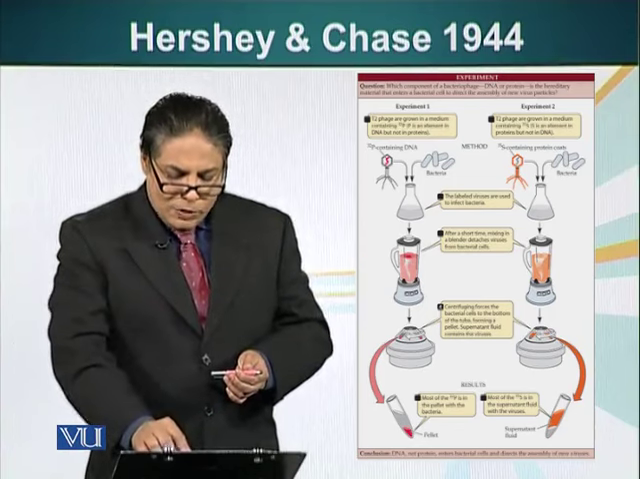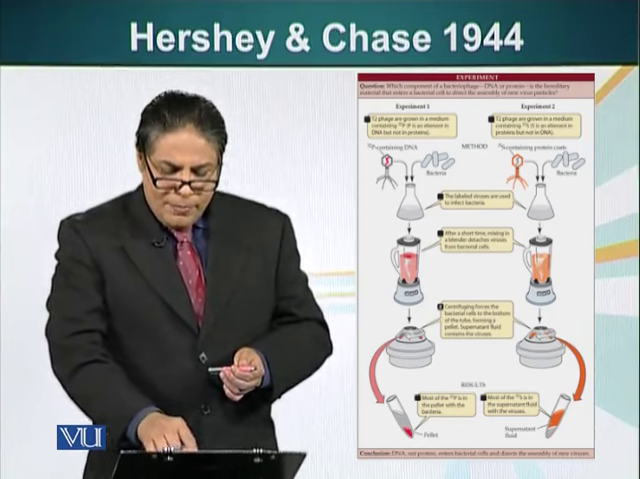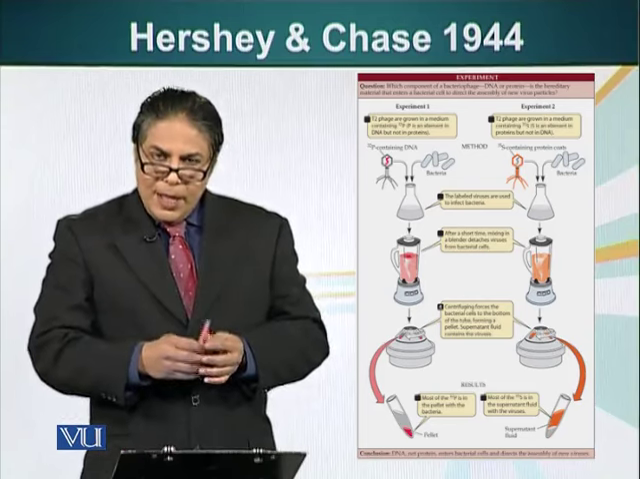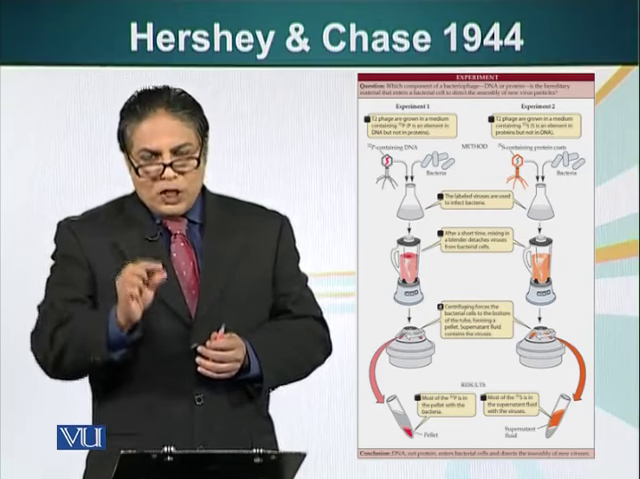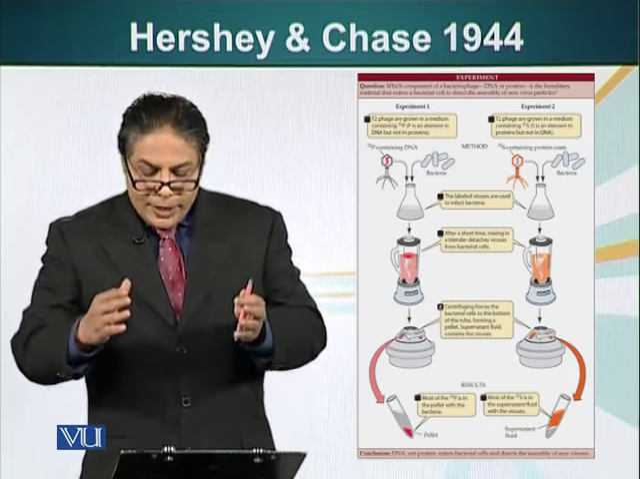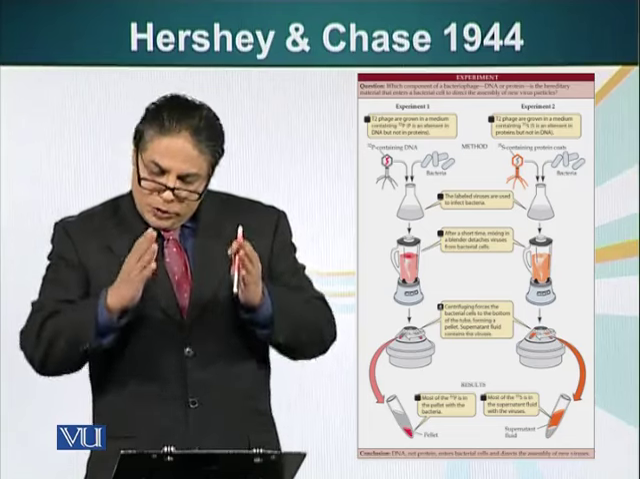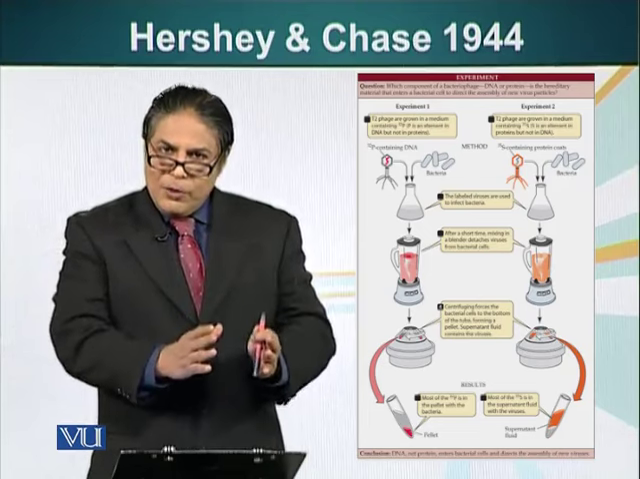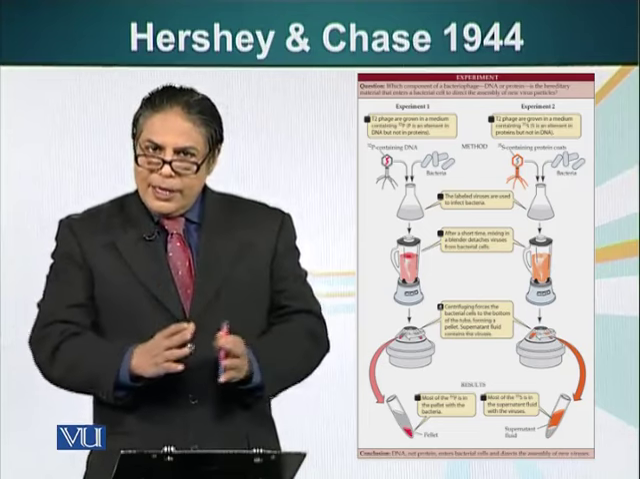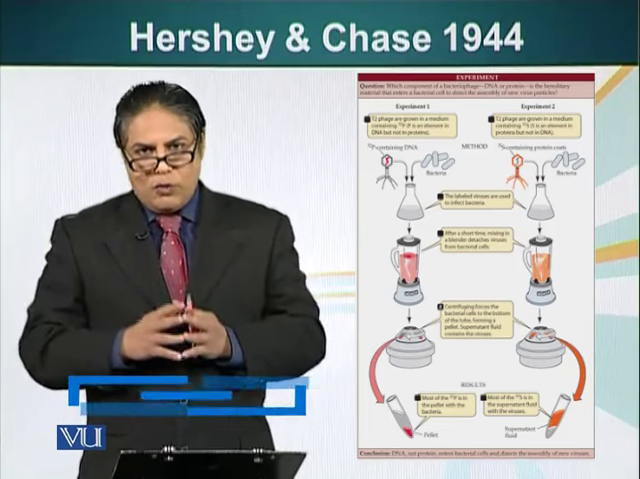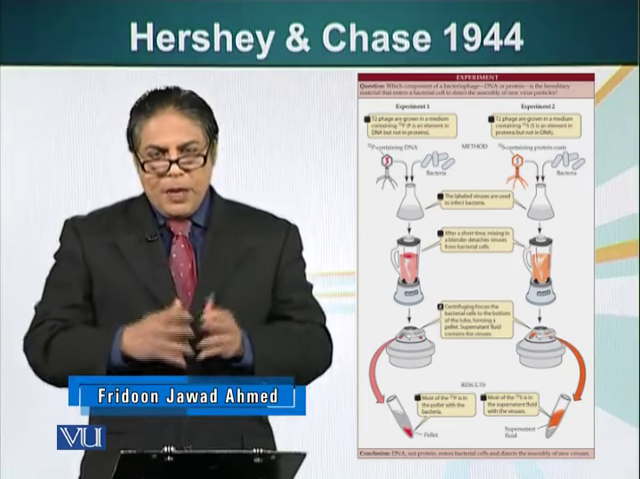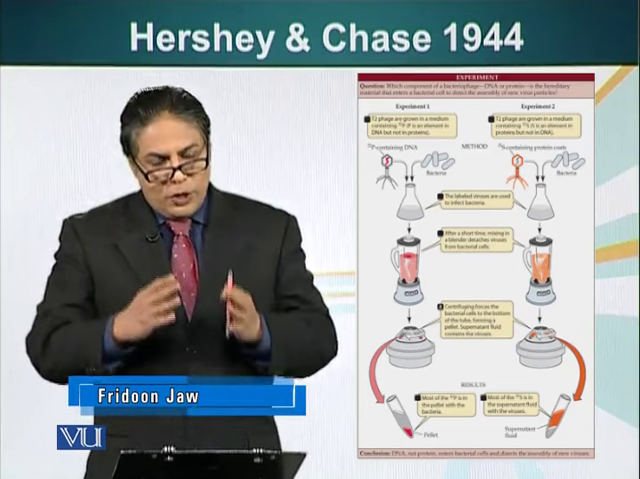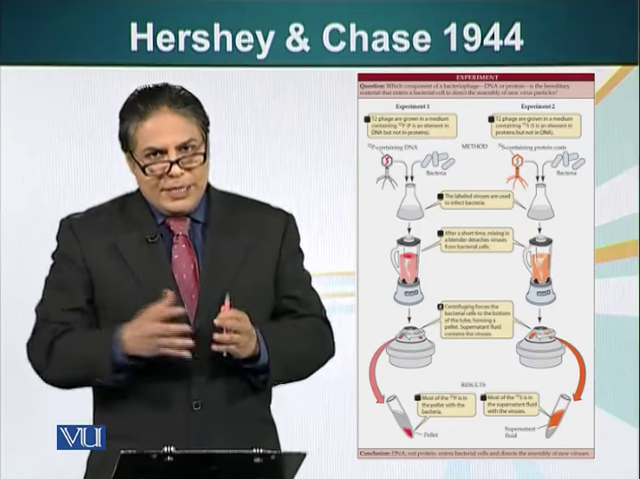So here they use two types of isotopes. One of them was sulfur, which is present in the protein. The other is phosphorus, which is present in the DNA. So they grew these viruses, two types, same virus, in two different media. One contained heavy isotope of sulfur, the other contained heavy isotope of phosphorus. So I hope you see where things are going. They used these viruses to infect bacteria.